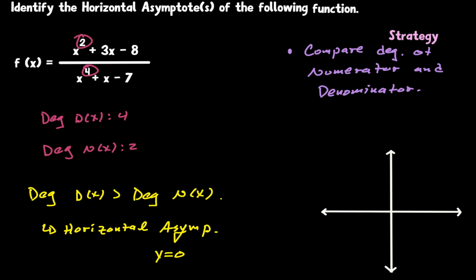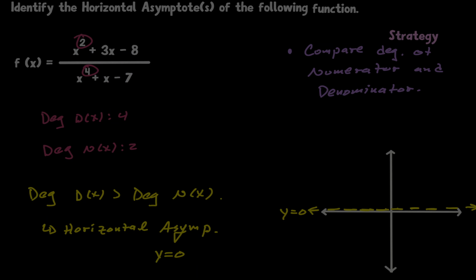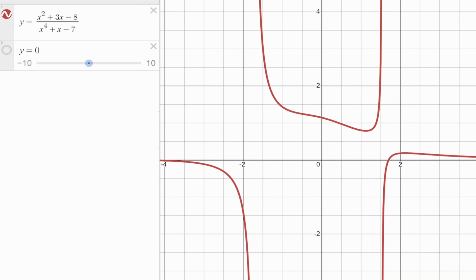So let's just graph that. It's pretty much the x-axis. Well, let's graph this function and let's see if that is true. So here we have the given rational function. Now let's graph the horizontal line y equals 0.